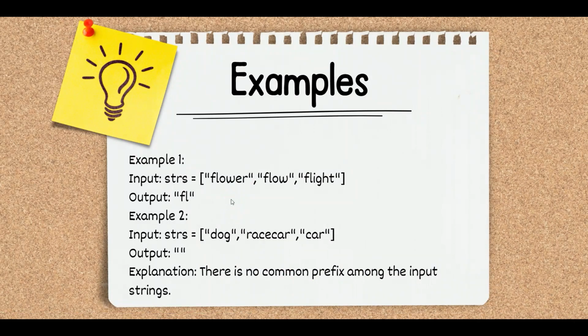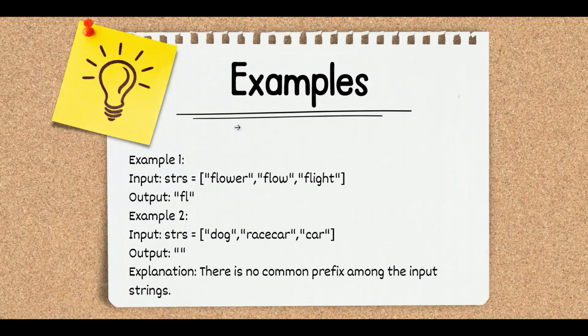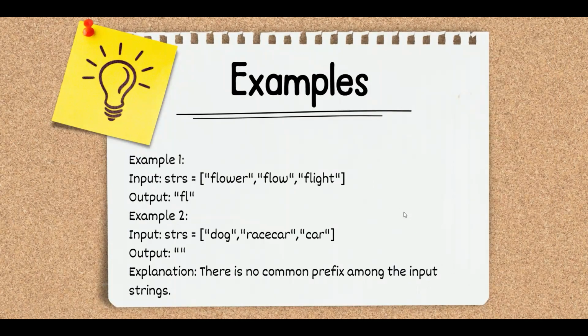Now let's go to the approach. What is the brute force approach for solving this problem? The approach is simple. First we loop through each character of the first string, which is string 0. Let's say it is flower. We get that string and loop through it. For each character, compare it with the corresponding character in all the other strings. So for f, we compare with the other strings like flow and flight, and continue that process.